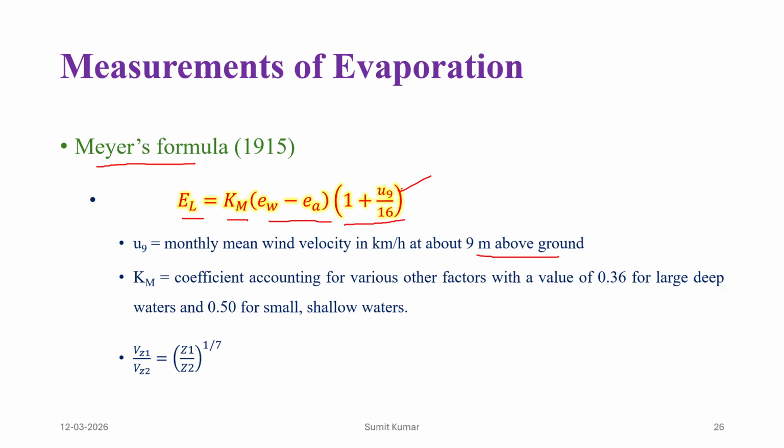If wind velocity is given at another height, then it can be easily found at 9 meter height by this formula. This is the 1 by 7th power rule. Vz1, the velocity at height z1, divided by the velocity at height z2, is equal to z1 by z2 to the power 1 by 7. So by this formula, the velocity at 9 meter height can be easily found if the velocity at another height is given.